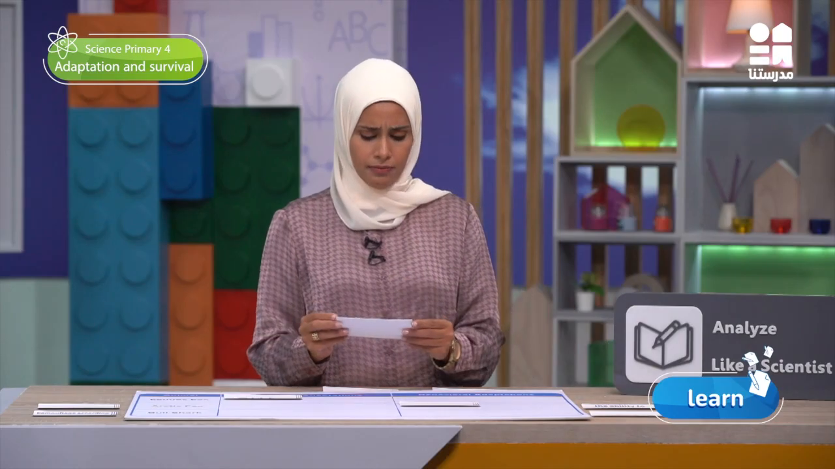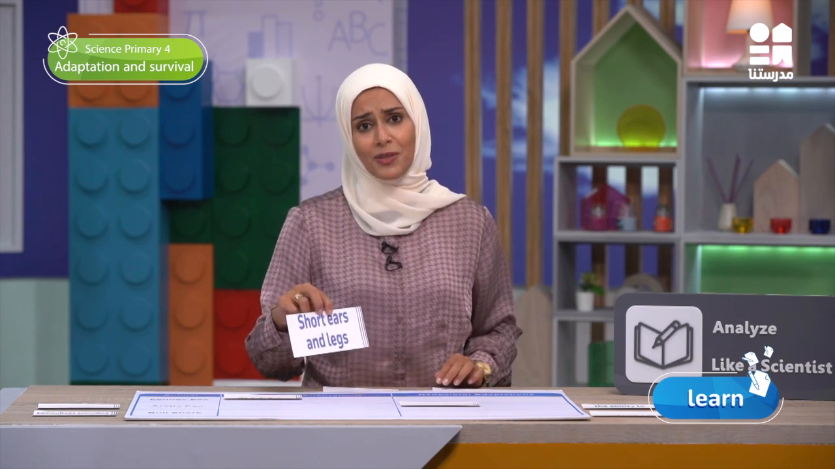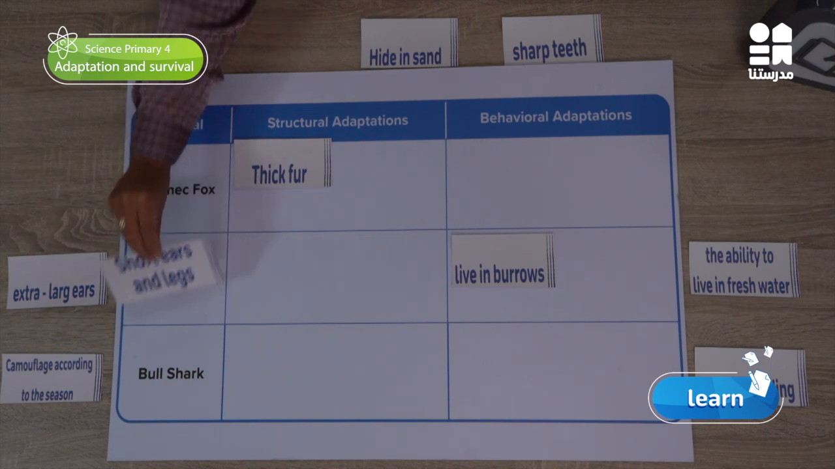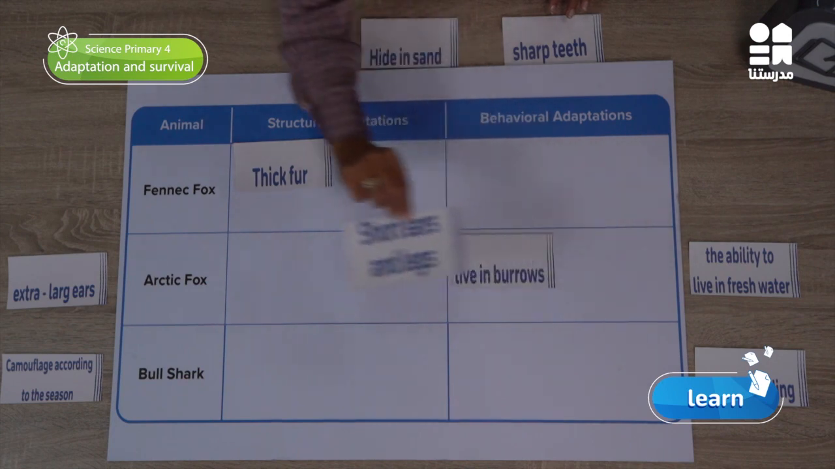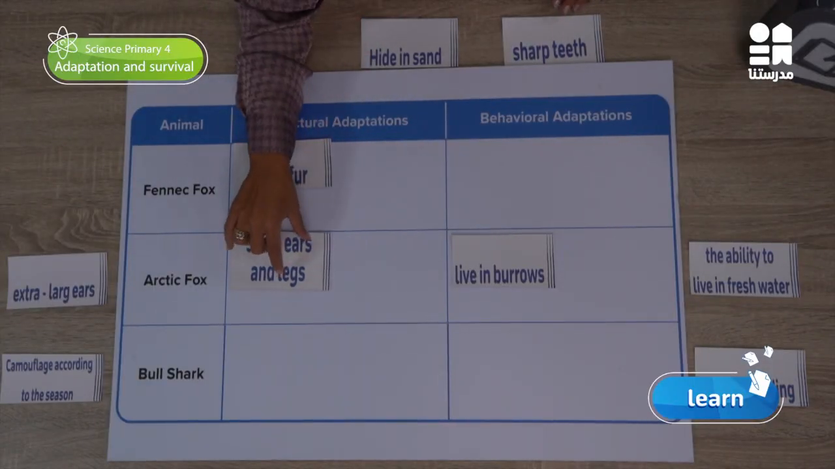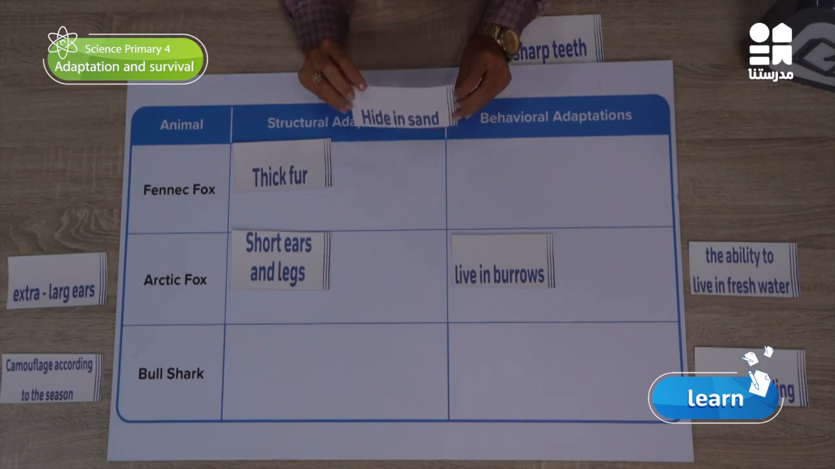What about this card? Short ears and legs. Who has short ears and legs? Fennec Fox, Arctic Fox, or bull shark? I think it's the Arctic Fox. Short ears and legs is a kind of structural or behavioral adaptation. I think it's structural adaptation because ears and legs are parts of the body or the body structure of this animal.